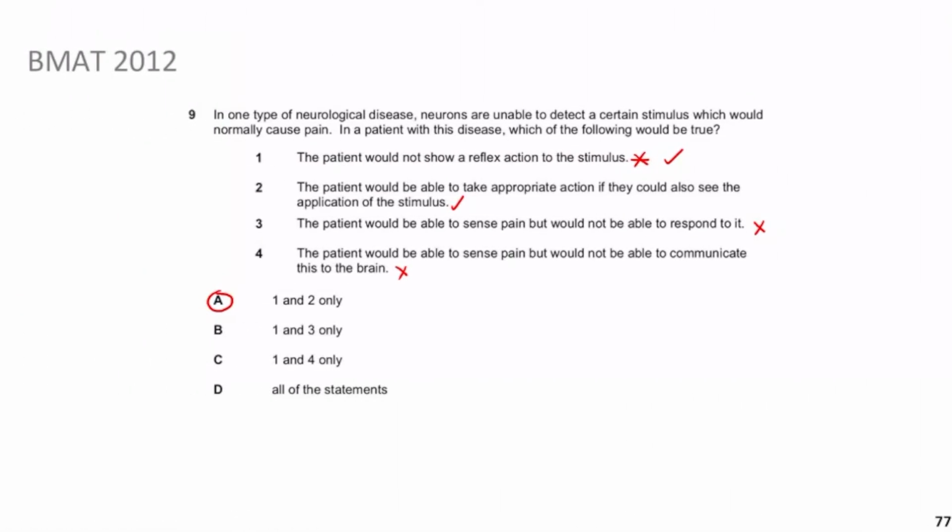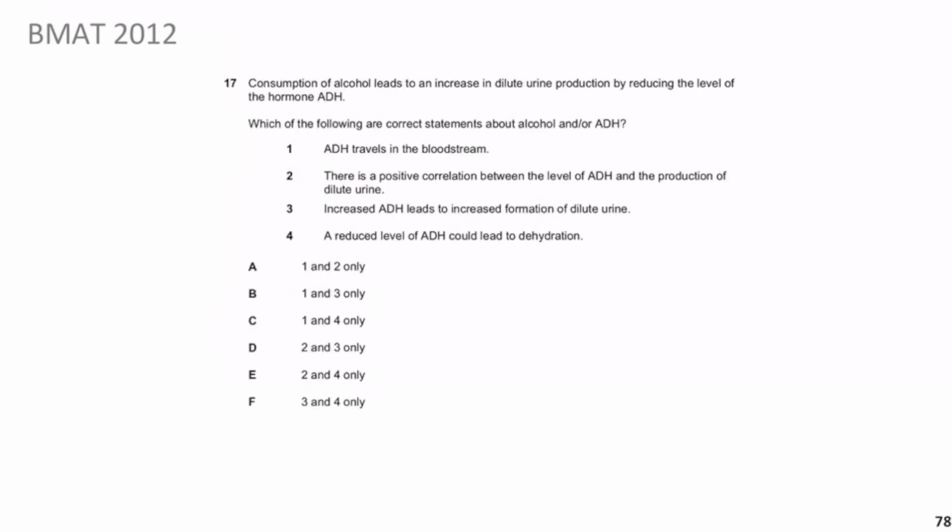All right, guys, so welcome back. So previously, we were looking at this question, BMAT 2012, question 9, where we were talking about this condition where you can't sense pain. So hopefully, guys, that has made sense. But without further ado, guys, we're going to move on to question 17 of BMAT 2012. It says the consumption of alcohol leads to an increase in dilute urine production by reducing the level of the hormone ADH. This is actually a thing. It says, which of the following are correct statements about alcohol and or ADH? So guys, give yourself a minute. Be back after that minute. We'll be going through the solution.